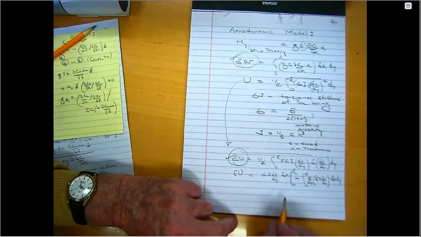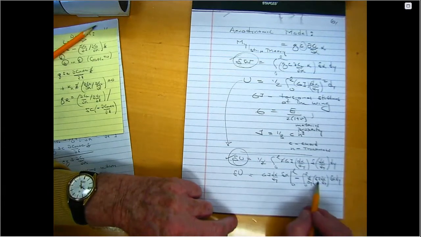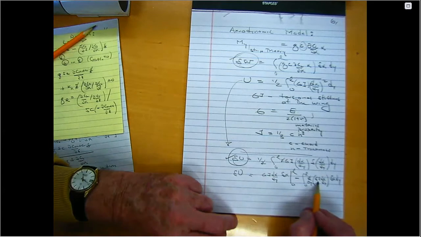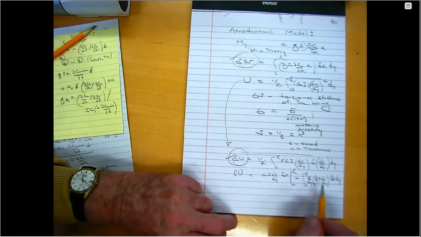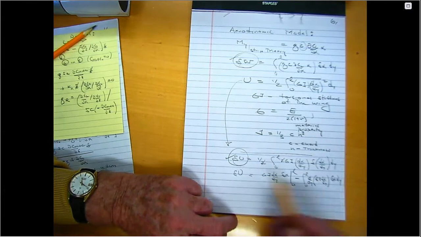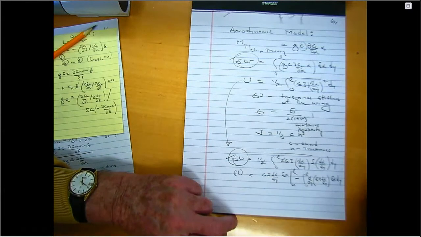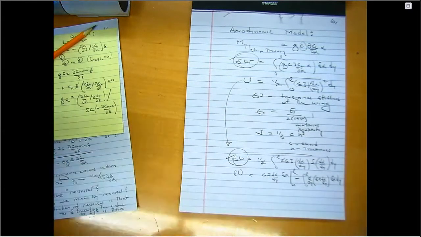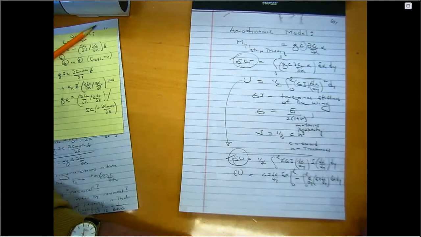Note two things. At this point, I'm allowing GJ itself to depend on y. Why? Because the thickness might change along the span of the wing. The chord might change, right? Why not? They do, so we should allow for that.